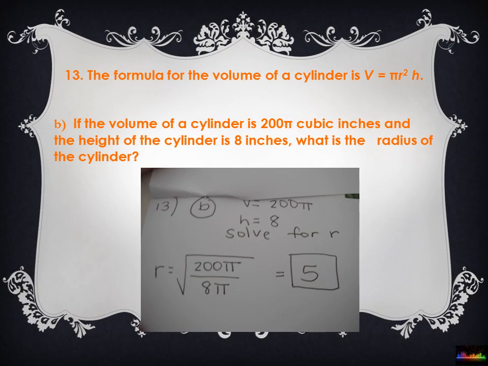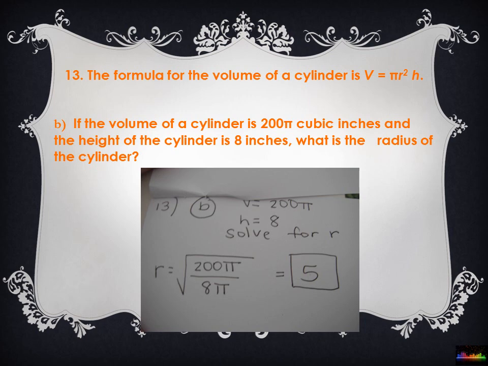This is the second part to the problem from before. We were told before to get the volume formula for a cylinder in terms of R. So part B gives us the volume of a cylinder, it gives us the height, and it asks us to find R. So you will use the equation you found in part A, and you will plug in the volume, and you will plug in the height.